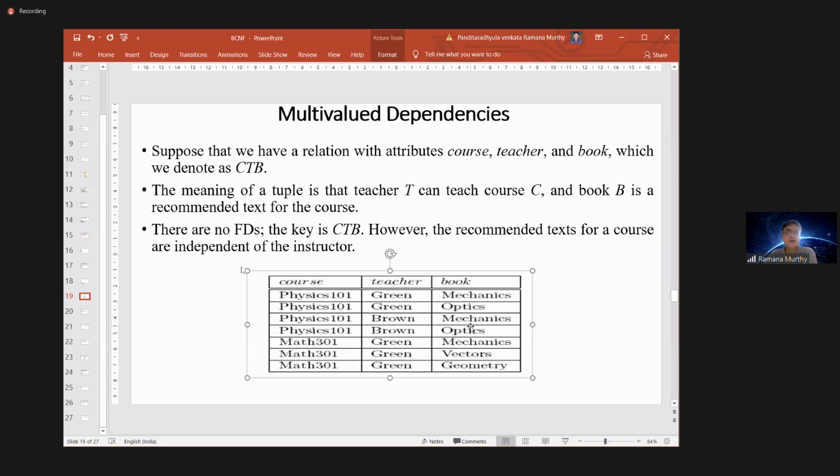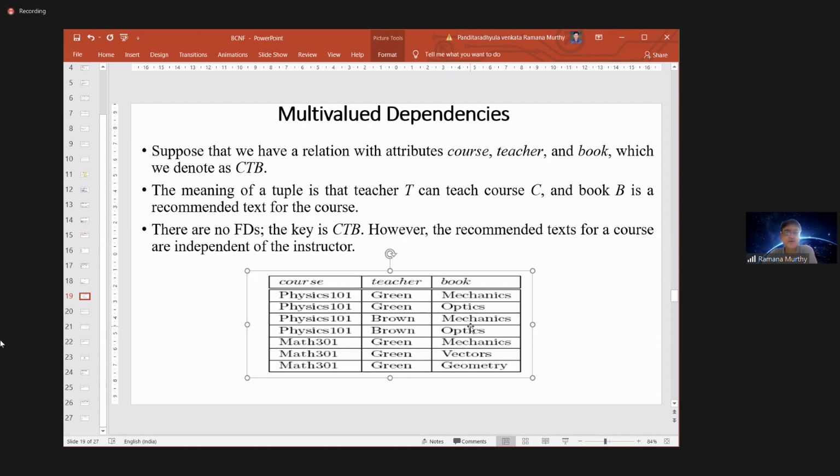If you identify that courses have multiple books, there is no functional dependency between course and book. Similarly, there is no functional dependency between course and teacher. A course can be taught by any teacher, a teacher can teach any course, and a teacher can prefer any book. There is no functional dependency between any two fields, but still we are maintaining the data. The table we generally refer to as the CTB table.